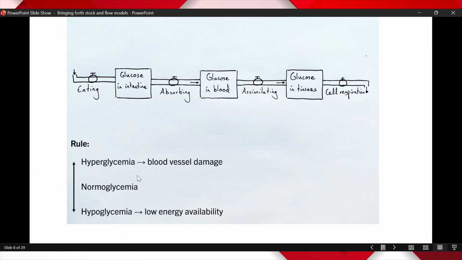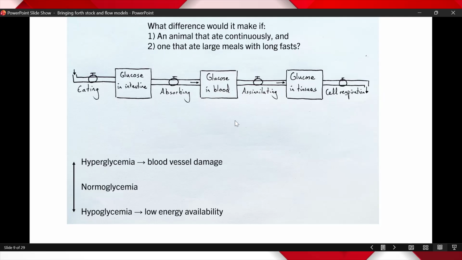So with that rule in place, I asked them another question, and that would be this: what difference would this make? An animal that ate continuously and one that ate large meals with, I can't really read what it says because the thing's in the way, with long fasts. Yes, with long fasts. And then this is a problem to solve. And the only way they can solve it is really by working with the model.